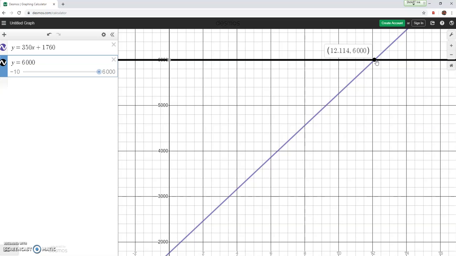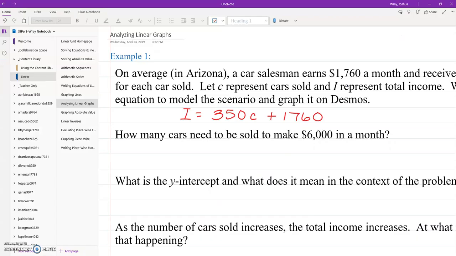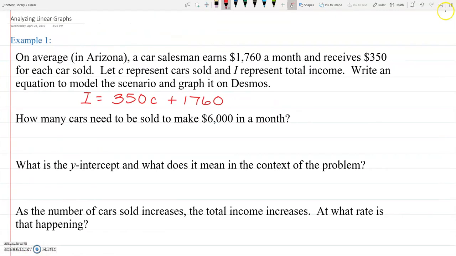No. Okay. So if I sold 12 cars, would I make $6,000? Not quite. I'd be just short. I have to sell the 13th car to get above $6,000. Make sense? Okay, so this one is going to be 13 cars. All right, could be done algebraically. Way more efficient to do it on Desmos. I would accept either way on the test.